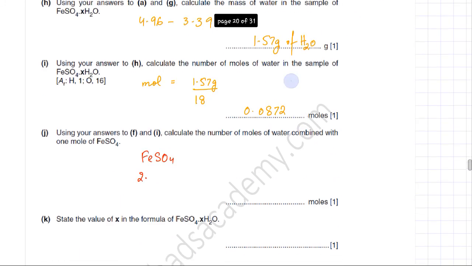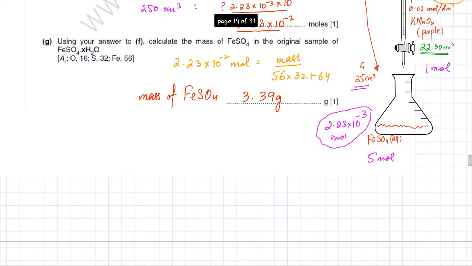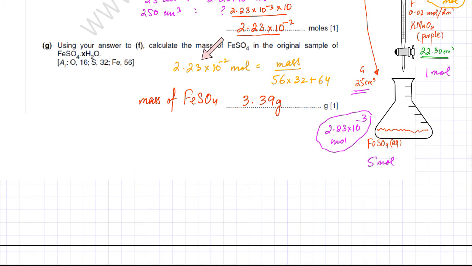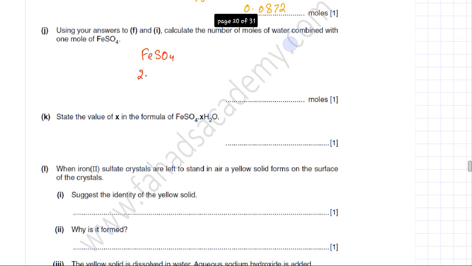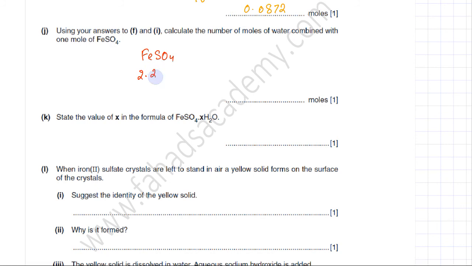Let's go back and have a look. When we were finding the mass, the moles that we had were 2.23 times 10 to the power minus 2 moles. These were the moles of FeSO4 that we calculated through our titration. So we have the moles of FeSO4, 2.23 times 10 to the power minus 2. And we also have the moles of water, which we calculated in this previous step over here. So that's 0.0872 moles.